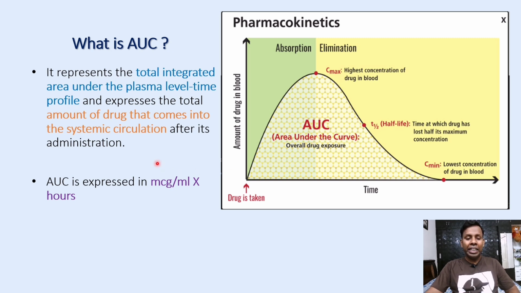Then how is it expressed, what is its unit? Its unit is microgram per ml into hours. So AUC stands for area under the curve. Which curve? The curve which is plotted between time versus plasma drug concentration.